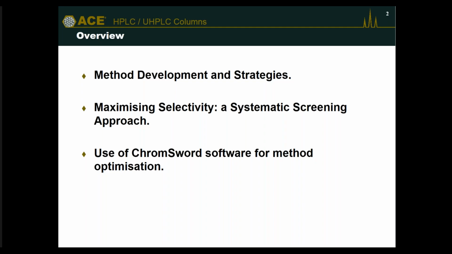So this talk today, I'll talk a little bit about method development and different strategies, and about how we maximize the selectivity of our separations, in particular using a systematic screening approach. If you've listened to any of the previous webinars that I've given, you'll know that selectivity is the key to resolution, and that I'm very much a fan, and I think that screening different column chemistries can be very powerful to help you with method development. And in this particular talk, I'm going to take the screening one step further and use software to optimize our final separation.